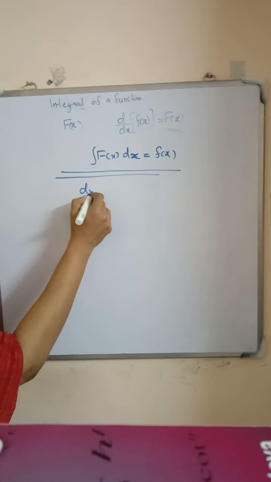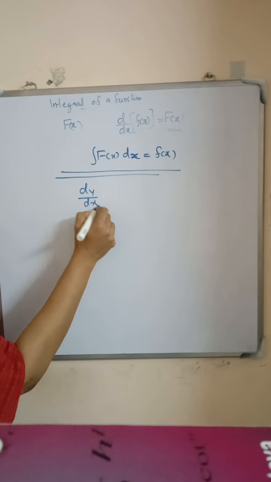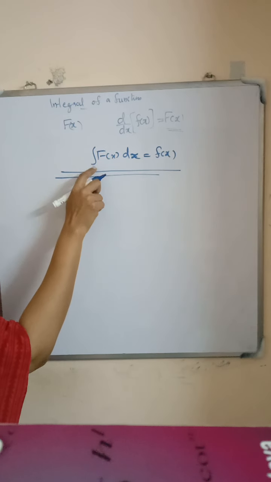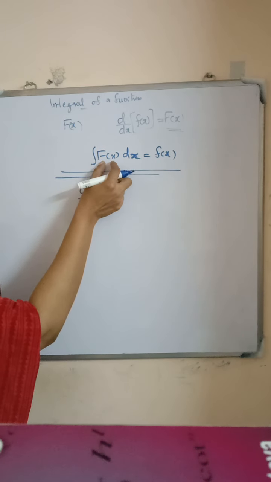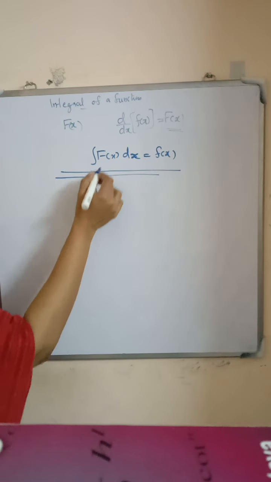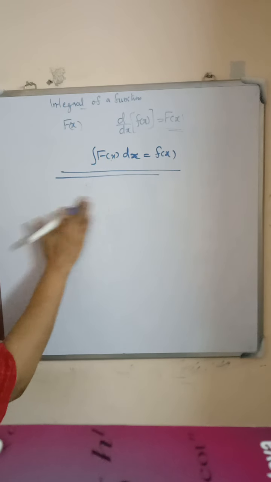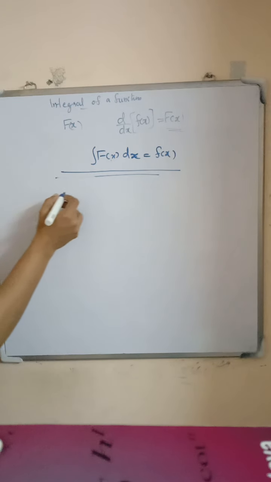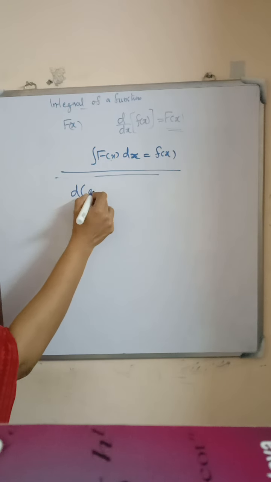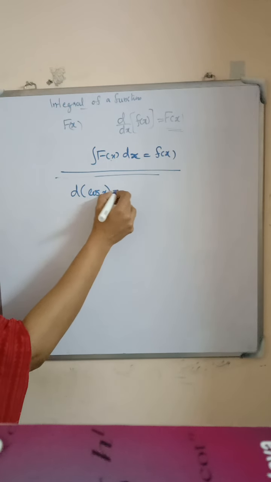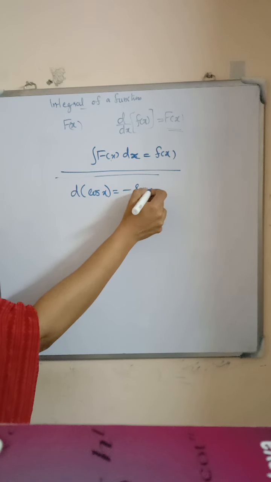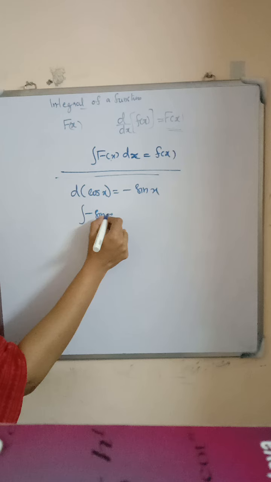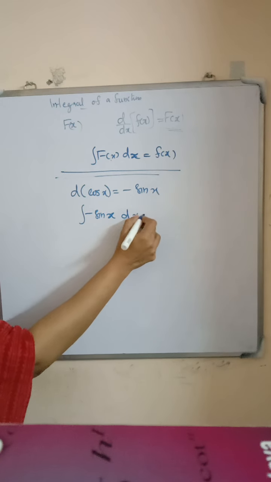We write the derivative dy by dx, which means the derivative of y with respect to x. Here integration with respect to x is represented as integral of function dx. For example, we know that the derivative of cos x is equal to minus sin x. Then what is the integral of minus sin x dx? That is cos x.